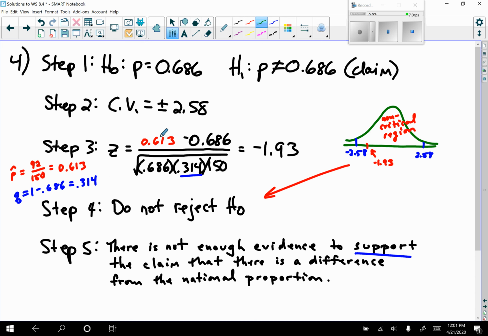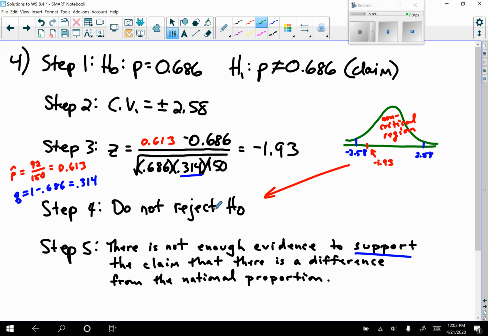So we're going to calculate this. Keep in mind that this denominator is the square root of everything here. So it's 0.686 times 0.314 divided by that 150. All of that is contained underneath the square root. So we get a negative 1.93. Making a sketch here, negative 1.93 falls between the two critical values.